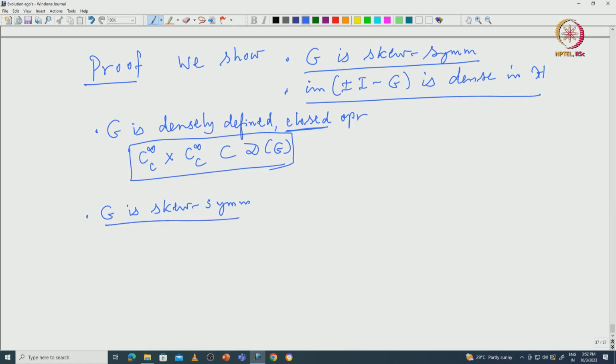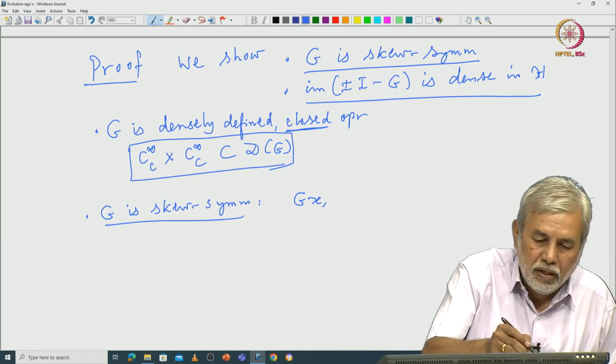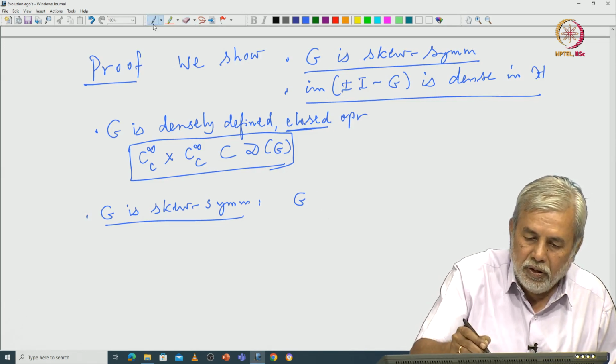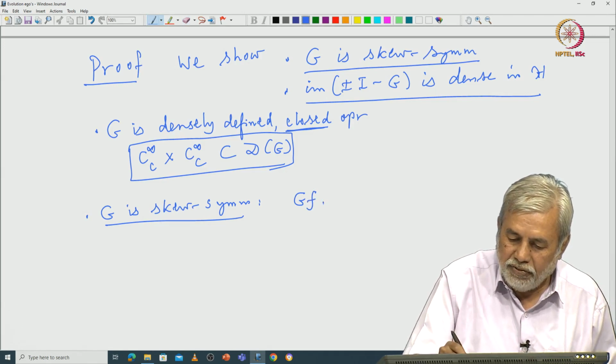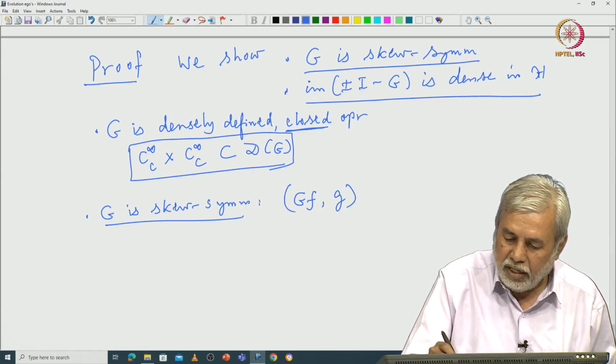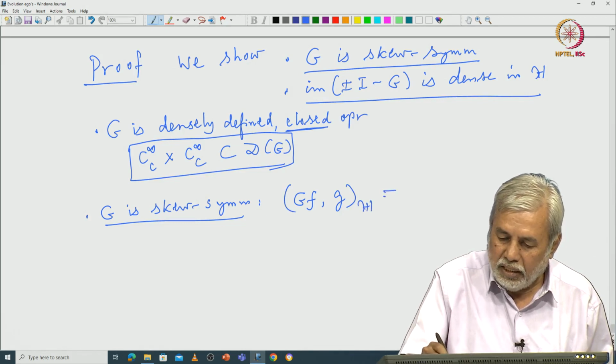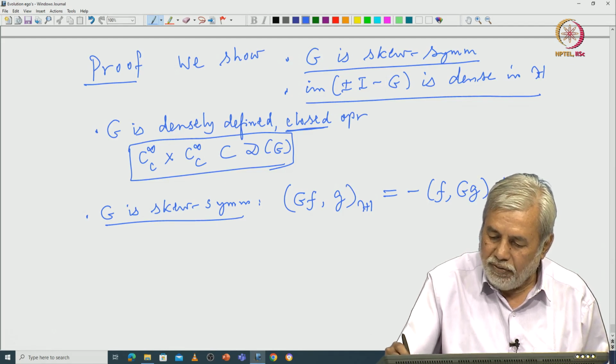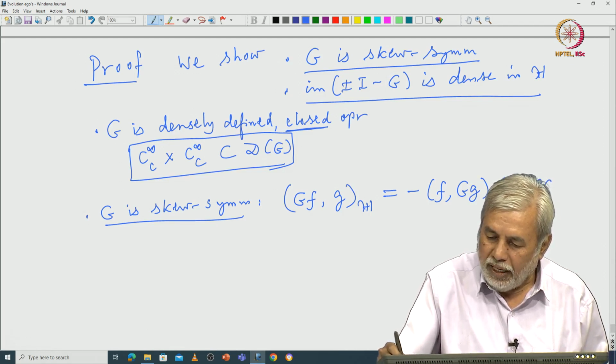So, what we have to show? We have to show is G x, not G x. So, let me, because we are dealing with functions, (Gf, g) this inner product in H is equal to minus (f, Gg) for all f, g in D(G). Okay.